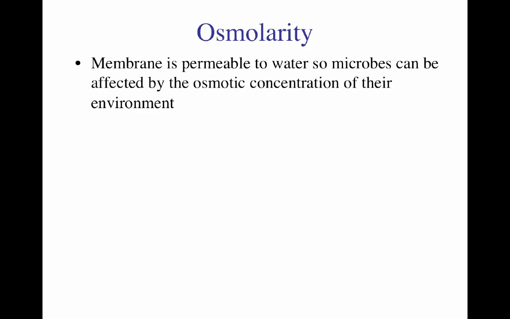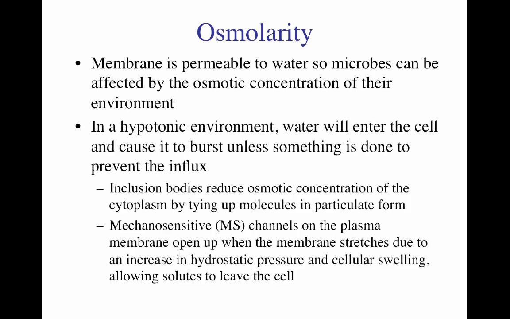Now, as a consequence of pH, we also have the term osmolarity, that, as you know, is the capacity of the membrane to be permeable to water. So the water availability, we're going to talk about that. The amount of water that can cross the membrane will depend on the amount of solute that is present inside or outside of the cell. So, for example, in a hypotonic environment, water will enter the cell and cause it to swell until it bursts. And the cell will prevent that bursting if something can be done to prevent the influx of those water molecules.